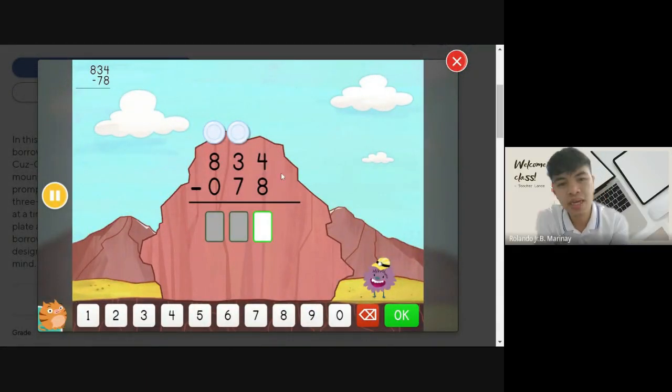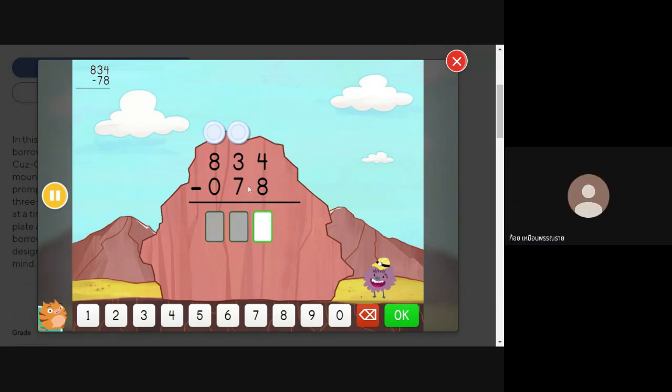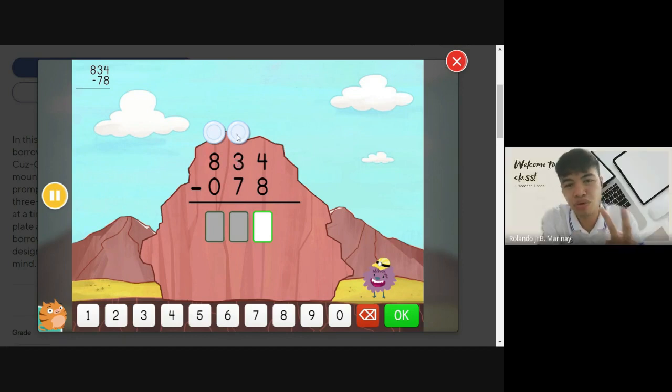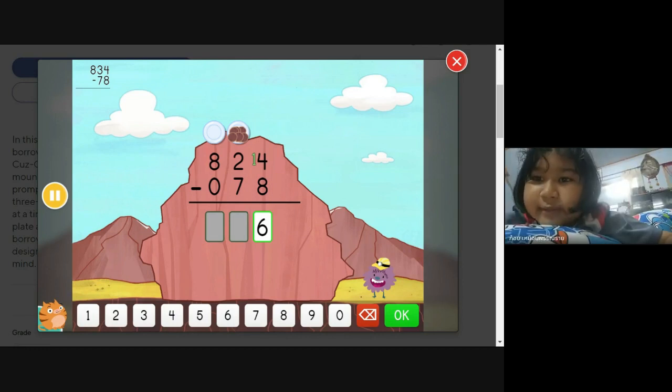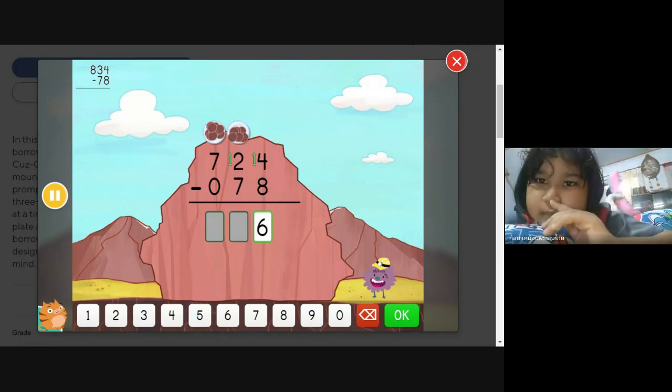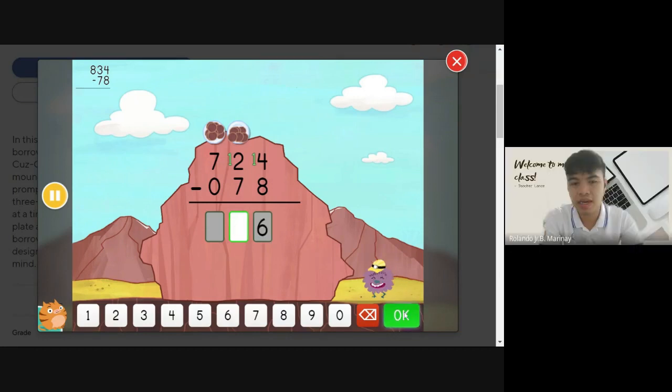Okay. 4 minus 8, can be or cannot be? Cannot be. So we will borrow 1 from 3. The 3 will be 2. And the 4 will be 14. So 14 minus 8 equals? 6. Very good. Okay, and then 2 minus 7 equals? We cannot. Very good. Okay, so the 8 will be 7 and the 2 will be 12. 12 minus 7 equals 5. Very good.